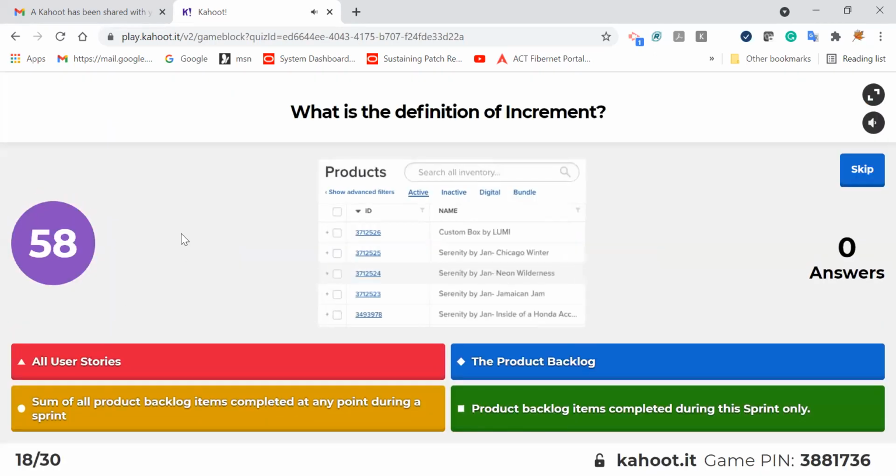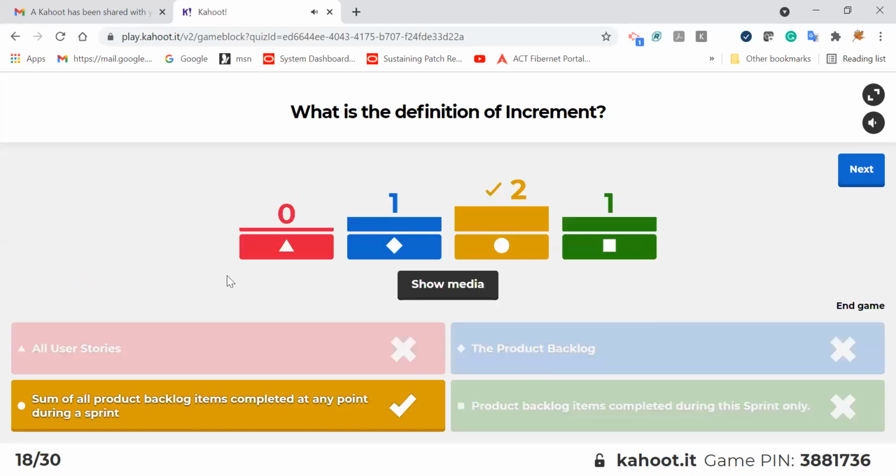What is the definition of increment? Definition of increment or product increment. One of the Scrum artifacts. It's the sum of all product backlog items completed at any point during a sprint.